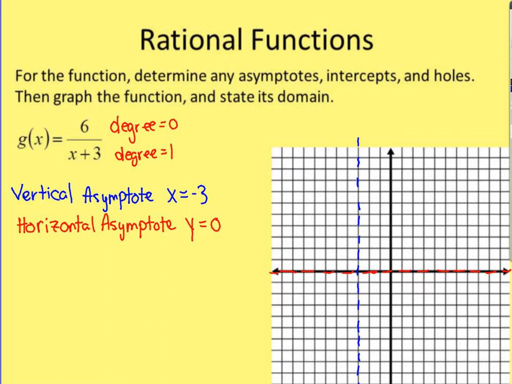Next, we're going to look for the intercepts. We have an x-intercept when we have the zeros of the numerator. If you look at the numerator, we just have 6. There's no variable to solve for. So since there's no variable, we can have no x-intercept. This also should make sense because we have an asymptote across the x-axis, so it cannot touch the x-axis.